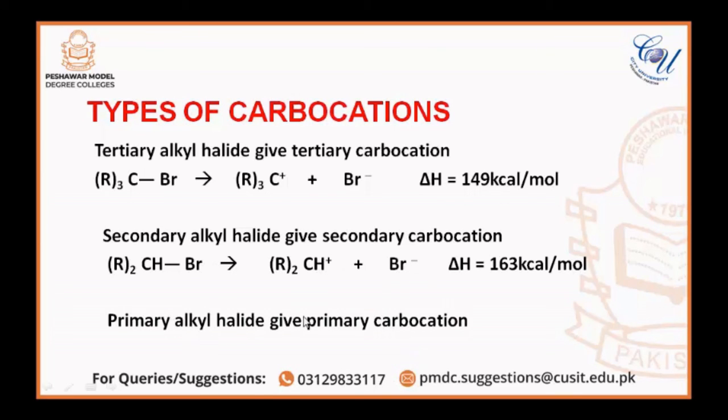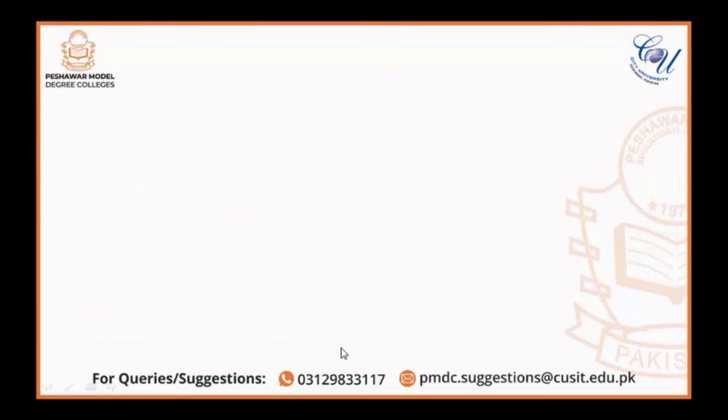A primary alkyl halide gives primary carbocation, and in the primary alkyl halide the carbon which is holding Br has just one R. So it gives us primary carbocation RCH2 positive and Br negative.